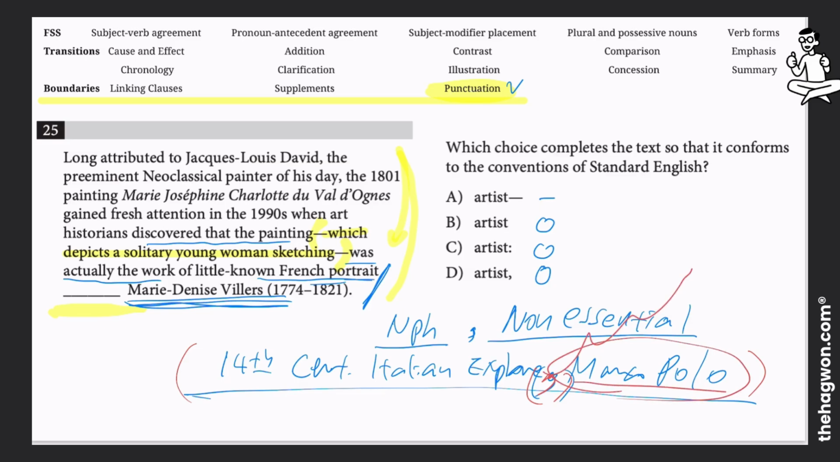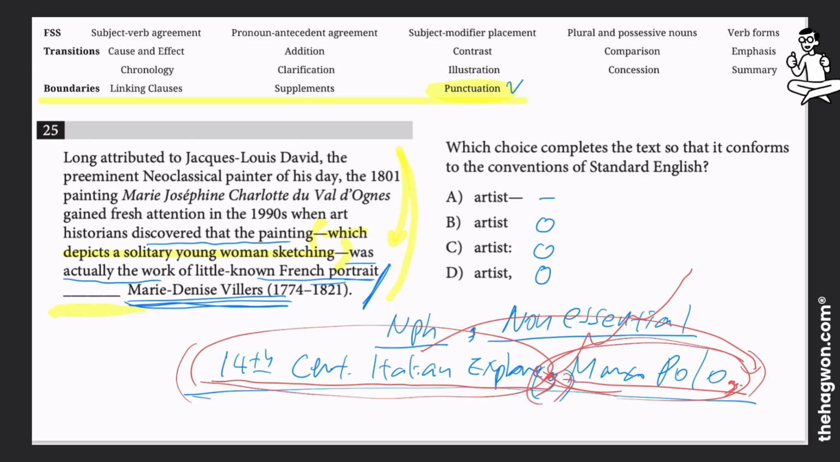Whereas if you do Marco Polo, 14th century Italian explorer, there may be a comma after Marco Polo, because usually we don't do Marco Polo 14th century Italian explorer. This is additional information that will describe Marco Polo. So in case this goes after, you actually need to put a comma.